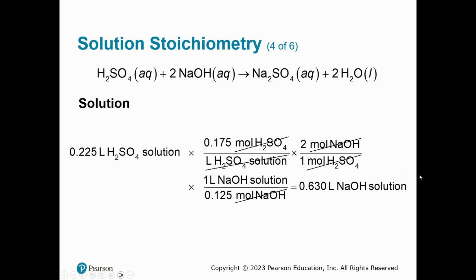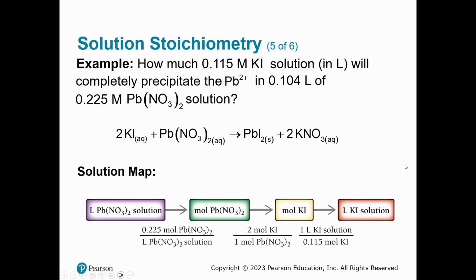So, a whole bunch of words for a little bit of dimensional analysis. We'll see that we just need about 600 milliliters of sodium hydroxide solution, which makes sense since we have more moles of sulfuric acid than we do sodium hydroxide, and the mole ratio of sodium hydroxide is larger than the moles of sulfuric acid.